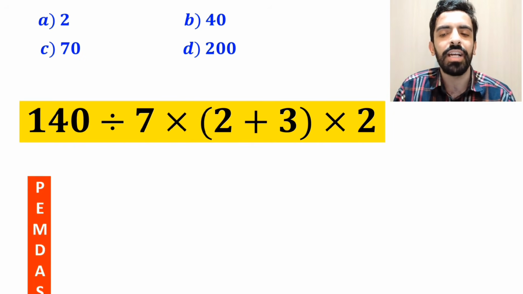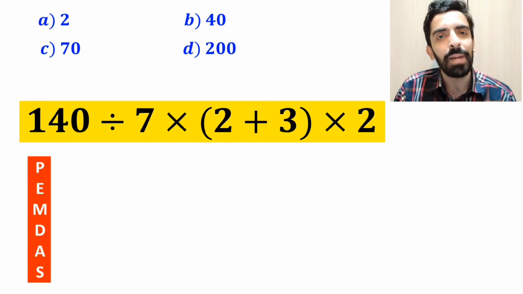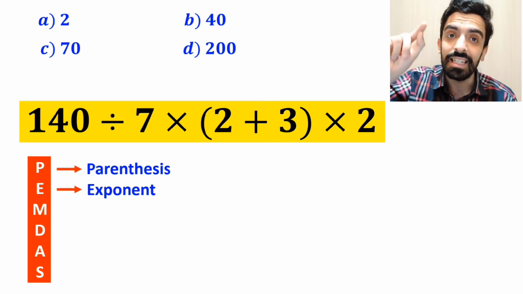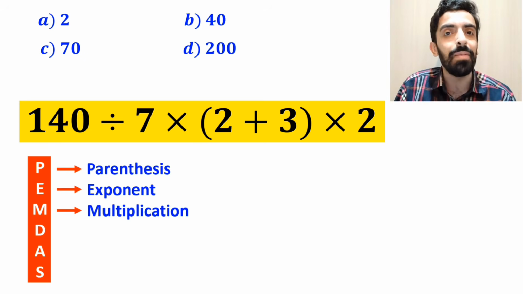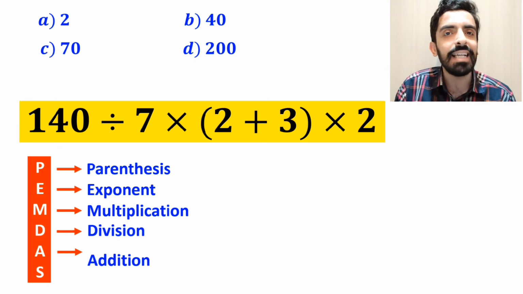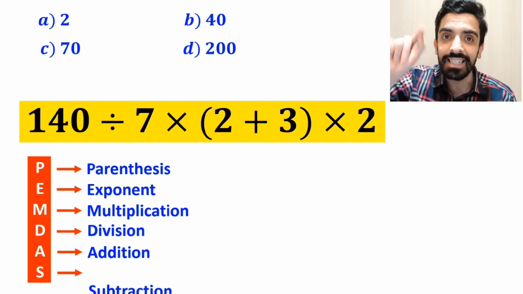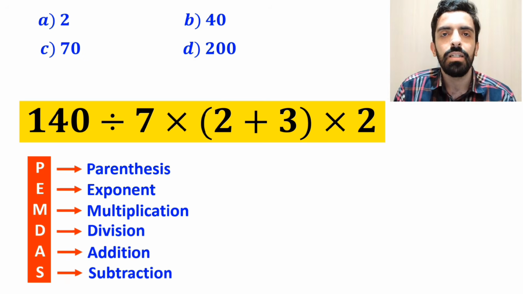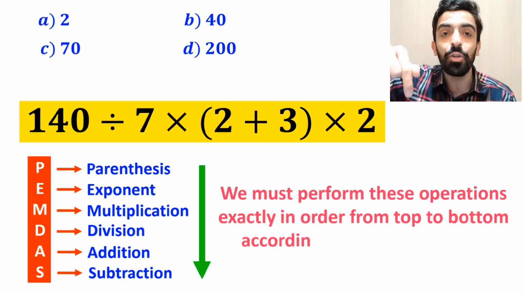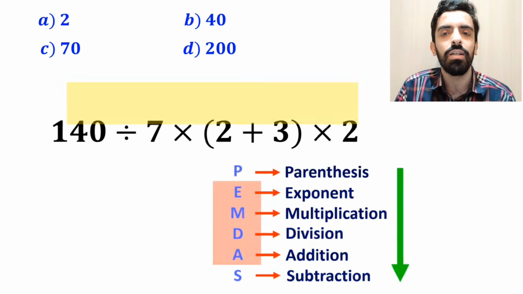To solve this question, we must follow a rule that is called PEMDAS. In this rule, P stands for parentheses, E stands for exponent, M stands for multiplication, D stands for division, A stands for addition, and S stands for subtraction. We must perform these operations exactly in order from top to bottom according to the PEMDAS rule.